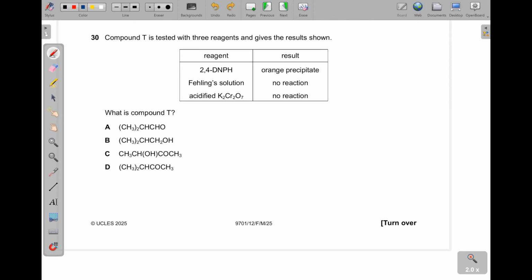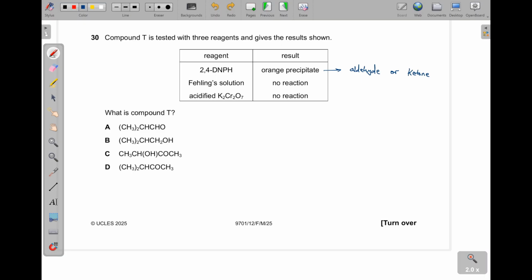Then question 30, compound T is treated with 3 reagents and gives the results shown. And the reagents, we have 2,4-dinitrophenylhydrazine. If it gives an orange precipitate, that means it is either an aldehyde or a ketone. In other words, a carbonyl compound, because they are the ones that give the positive test with 2,4-dinitrophenylhydrazine. Then with Fehling's solution, no reaction.